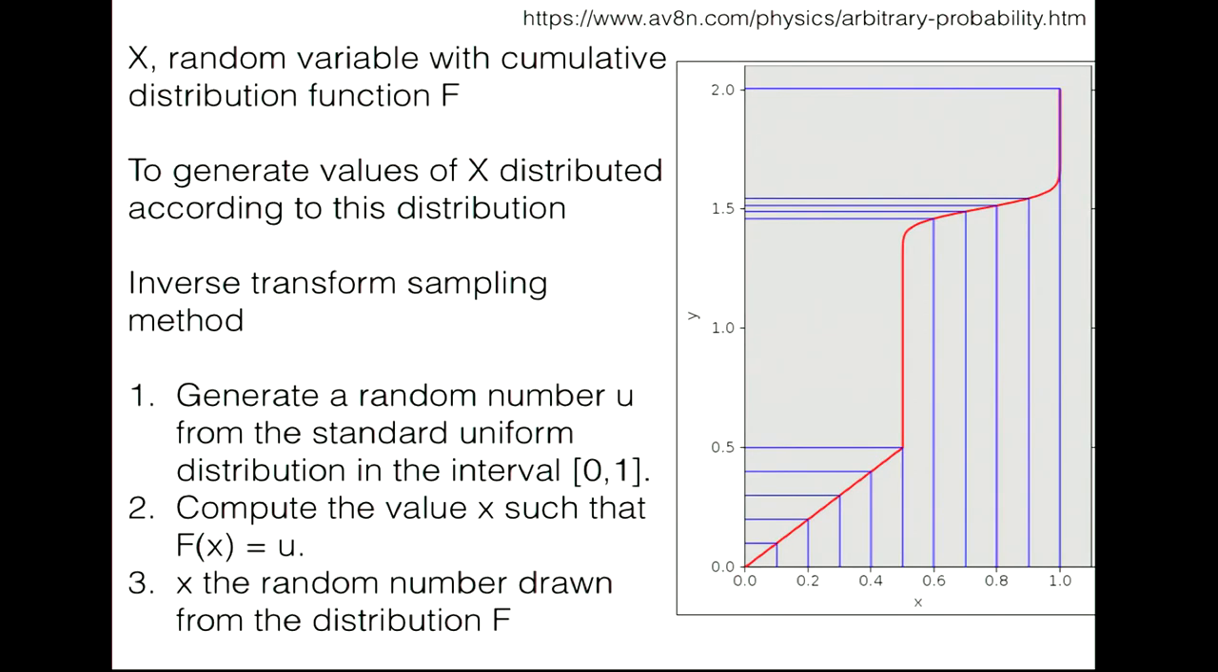So the logic is, if x is some random variable distributed according to some cumulative distribution function f, and I want to generate values of x distributed according to this distribution, I do it in the following way. I first generate a random number from a standard uniform distribution in the interval 0, 1. That's easy for me to do because any computer algebra system, any computer system, will do that.